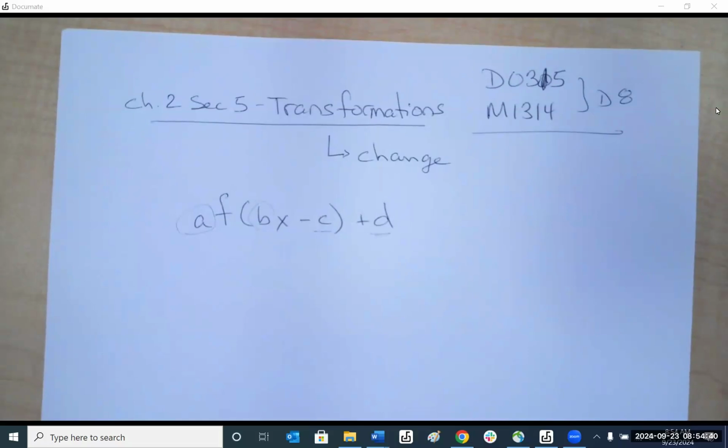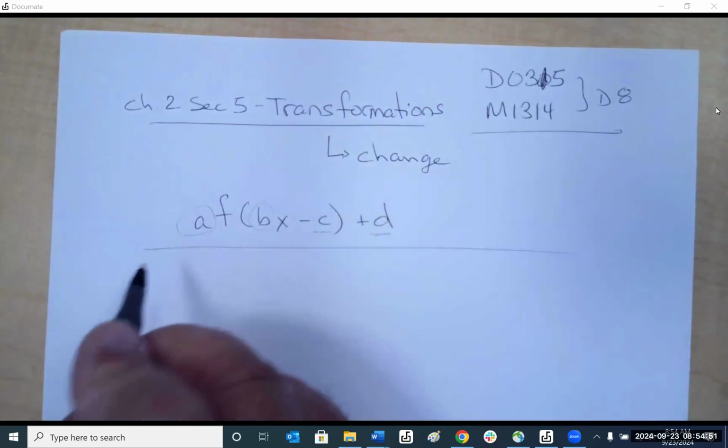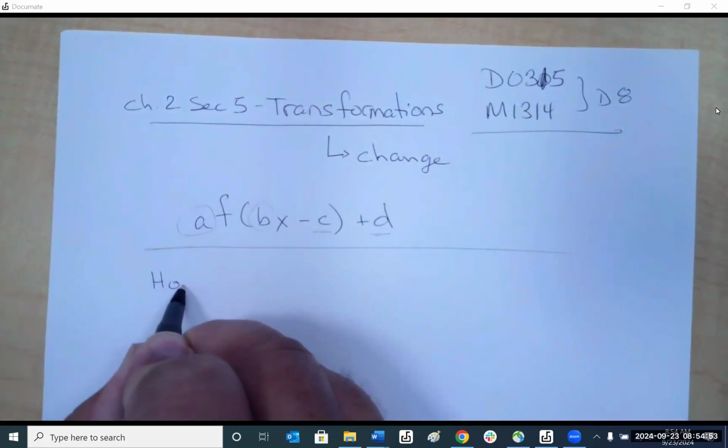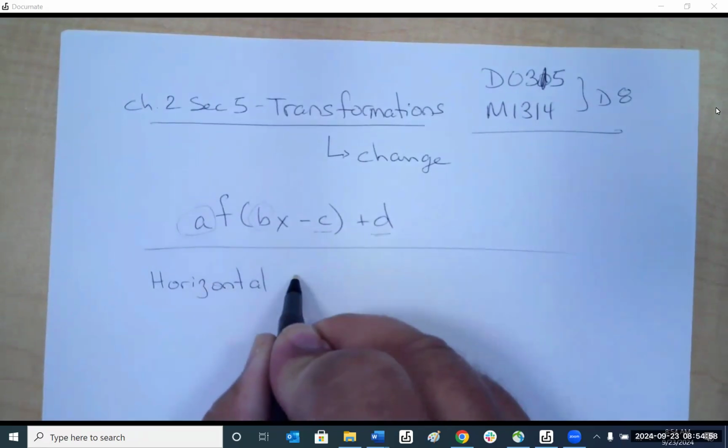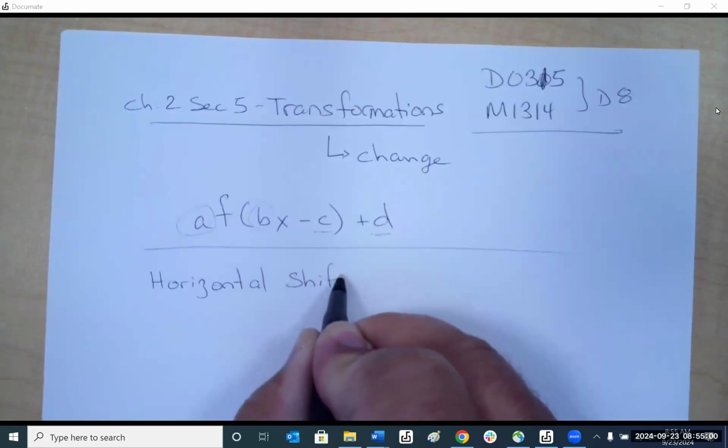We're going to have horizontal shifts. We're going to have vertical shifts. We're going to have horizontal stretches, vertical stretches, horizontal and vertical shrinks, or compressions. So let's first look at horizontal shifts.